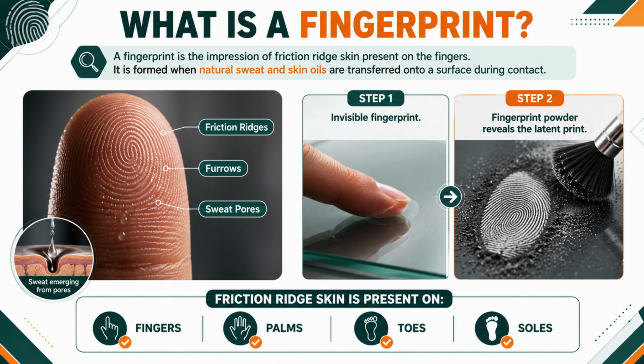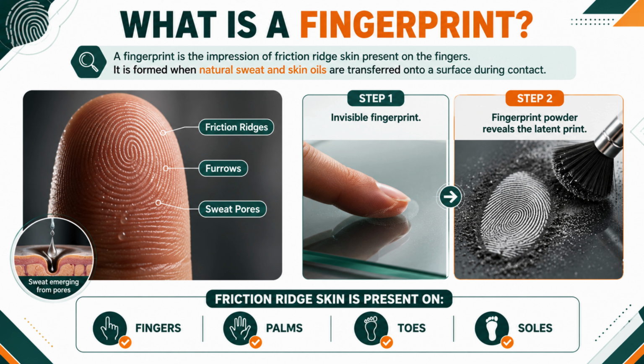Before discussing the principles, we must first understand what a fingerprint actually is. Look carefully at the tips of your fingers. You will notice tiny rays running in different directions. These raised lines are called friction ridges, and the spaces between them are called furrows. These ridges are not decorative patterns created by nature. They serve very important biological functions. They improve our grip on objects, reduce slipping, and increase our sense of touch.